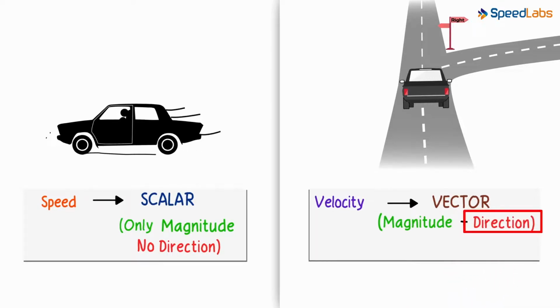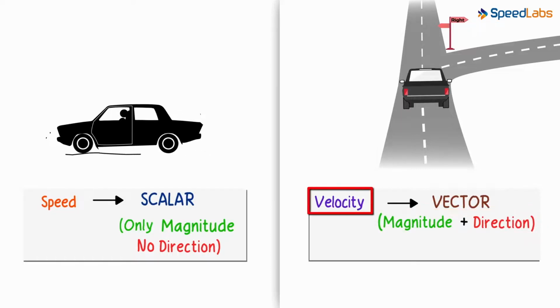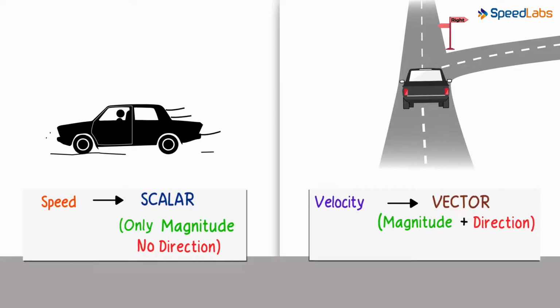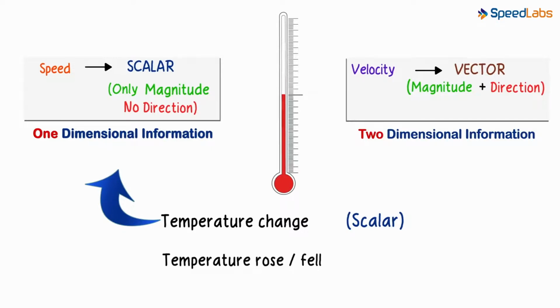When you add directional information to speed, it becomes a vector quantity called velocity. The additional information makes it more specific. Temperature change, for example, is one-dimensional quantity. But when we specify rising or falling temperature, it is two-dimensional.